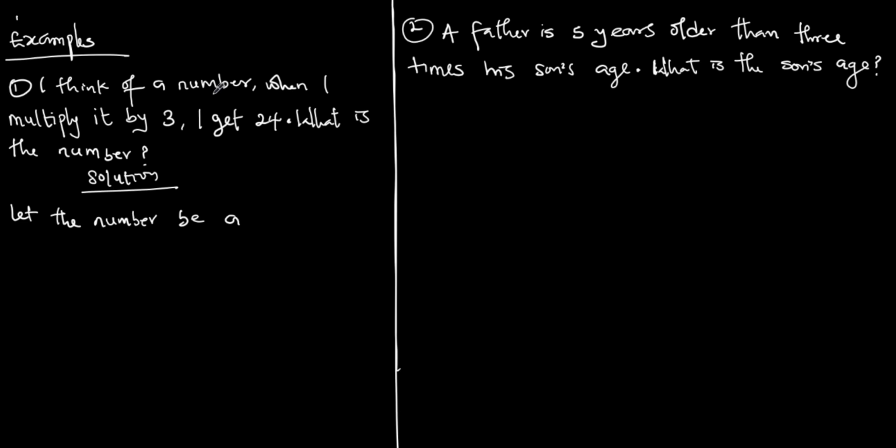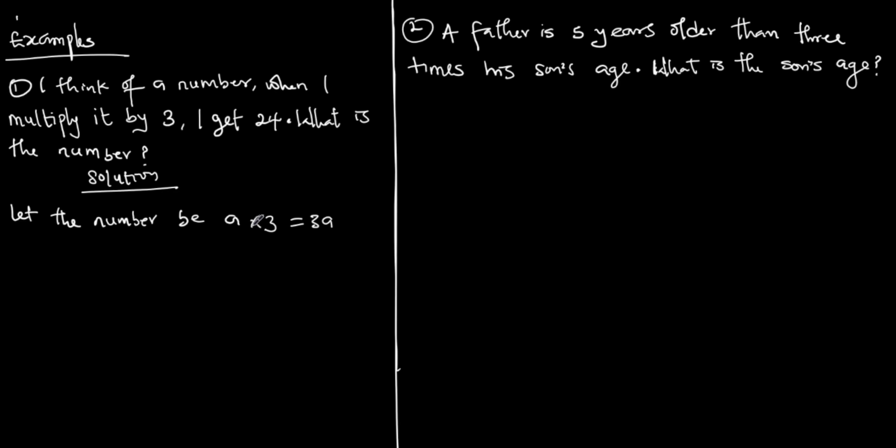Now, I think of a number. When I multiply the number by 3, so the number is now A. So when I multiply the number by 3, that is, I multiply 3 by the number which is A, I get 3A, right? So I said, I think of a number, I multiply it by 3, I get 24. That is, the result is 24. What is the number?